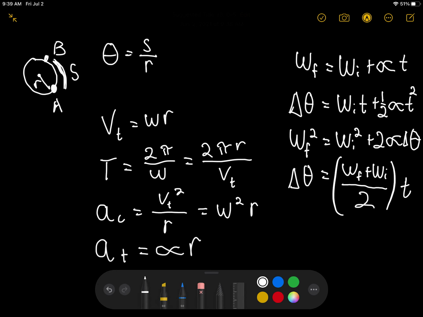Now if you look at the equations of motion for circular motion, we're going to see that these are very, very similar to linear kinematics. Again, the position is replaced with a theta, the velocity is replaced with an omega, and the acceleration is replaced with an alpha. And literally everything else is the same.